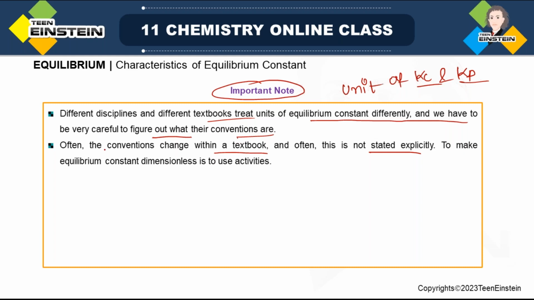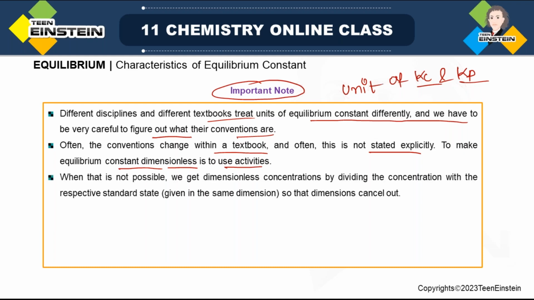To make the equilibrium constant dimensionless, we have to use activities. Remember, activity is a ratio, so the units will be cancelled. If you use activities instead of concentration, it will be dimensionless. Now suppose it is not possible to use activities, because mostly we use concentration, then also you can get dimensionless concentrations. But how? By dividing the concentration by the respective standard state. So basically we are doing the same thing.